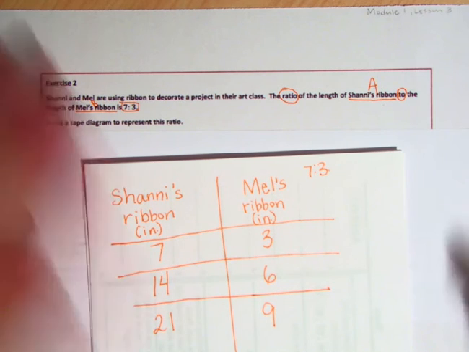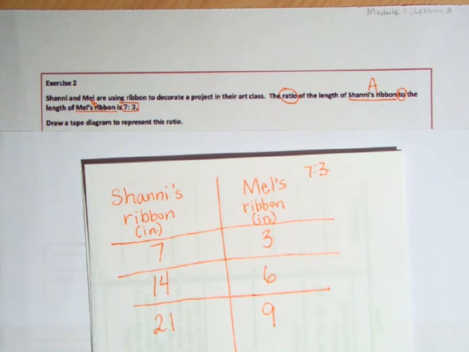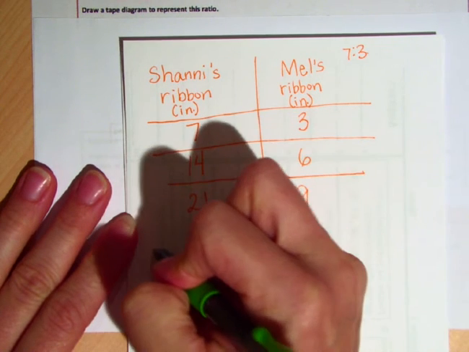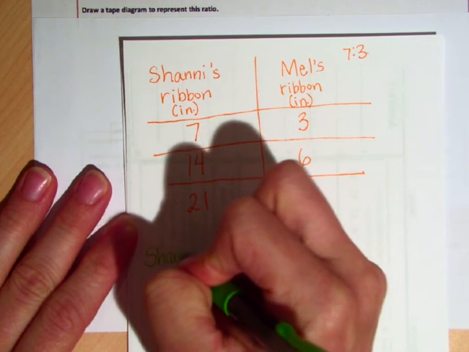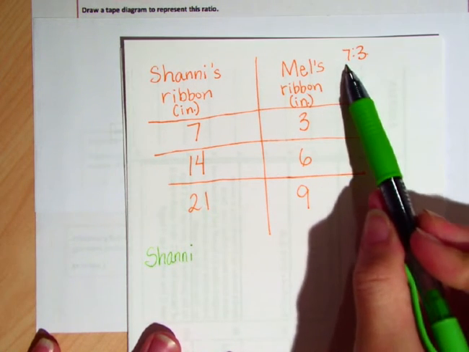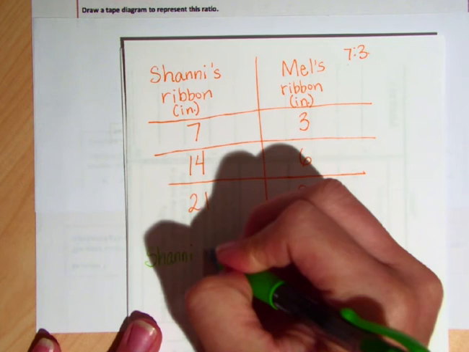We need to draw a tape diagram to represent this ratio. Well, that should be okay with us. We have done that before. Okay, we'll start with Shawnee since she's our A part of our ratio. So let's put Shawnee first. And Shawnee's part of the ratio is 7. So we're going to draw 7 units.